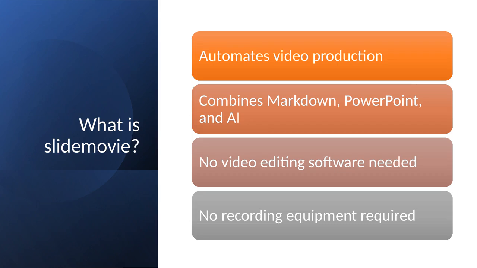slidemovie is the solution to these problems. It is a powerful tool that automates video production by combining the structural simplicity of Markdown text, the design capabilities of Microsoft PowerPoint, and the power of artificial intelligence. With this program, you do not need complex video editing software or expensive recording equipment.